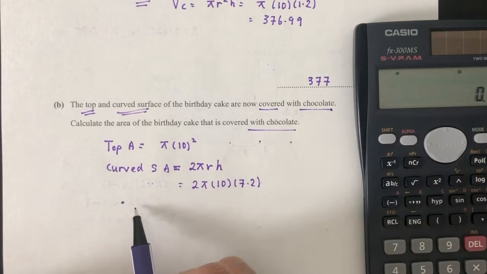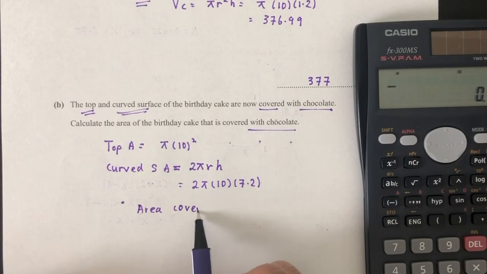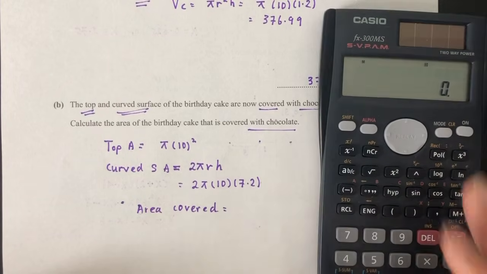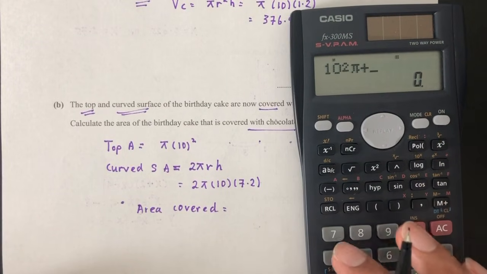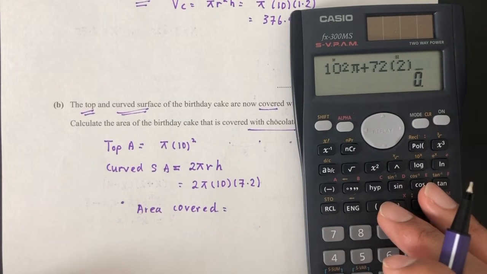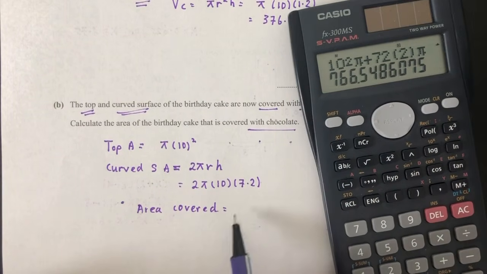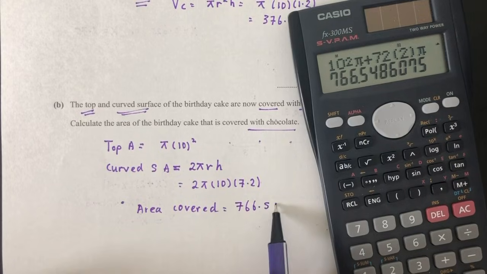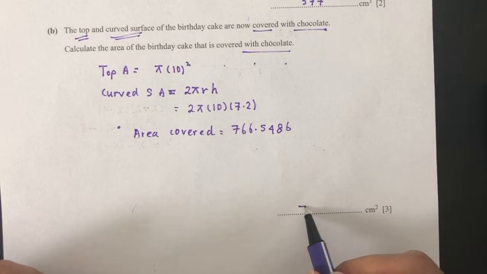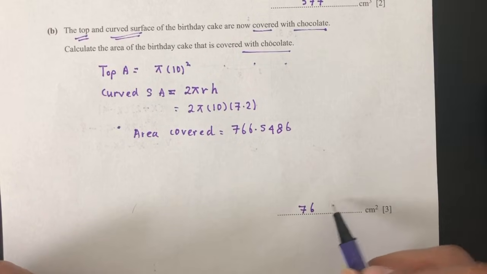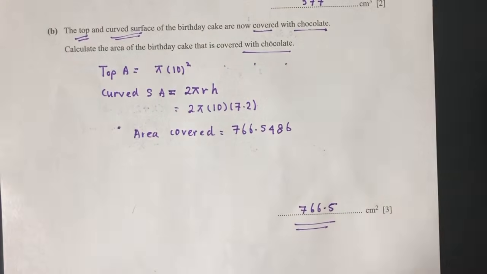Let's add each together. So the area covered will be this plus this. That will be 10 squared times pi plus 7.2 times 2 times pi. That will be 766.5486. So your answer will be 766.5 for the area covered with chocolate.